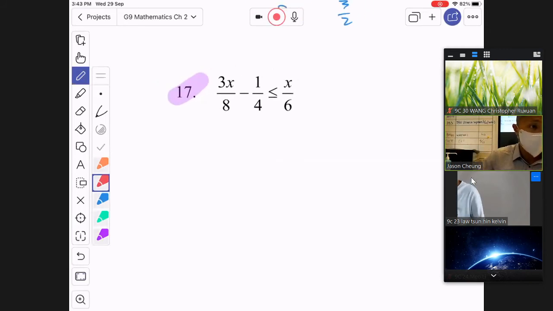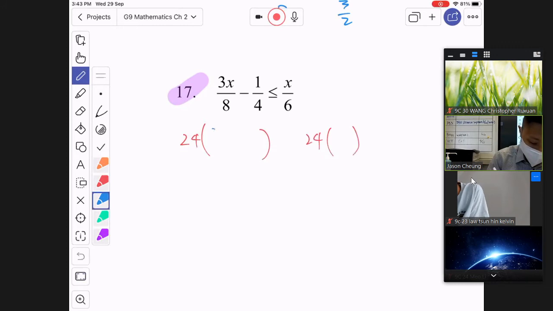Therefore, here for the first term, multiply by 24. This step you do not need to write, but I just want to show you. All right. Therefore, here for the first term, 8 and 24. 3 times 3x, 9x. 24 divided by 4, the negative 6. Next one, 24 by 6, 4x.